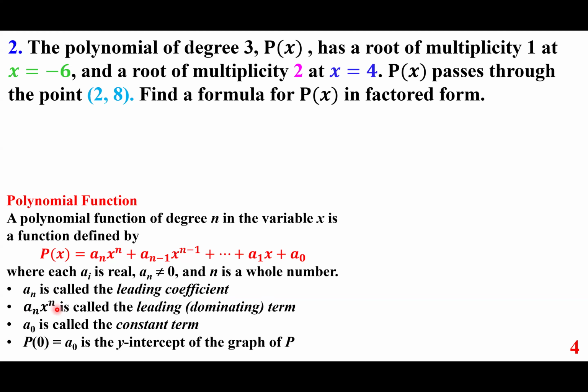A sub n x to the power of n is called the leading or dominating term, which ultimately the concept of end behavior depends on. A sub 0 is called the constant, it's just a number. P of 0 is a sub 0, the y-intercept of the graph of P. So this is a polynomial.